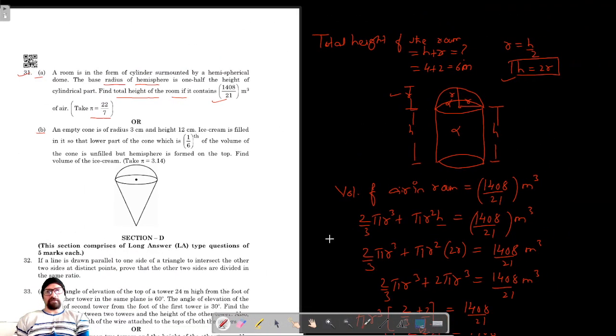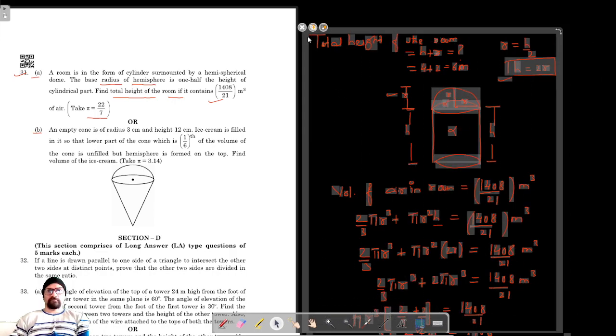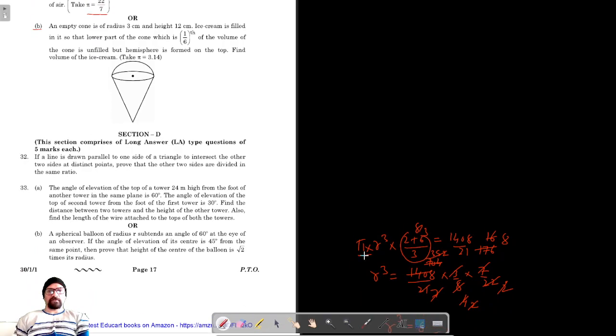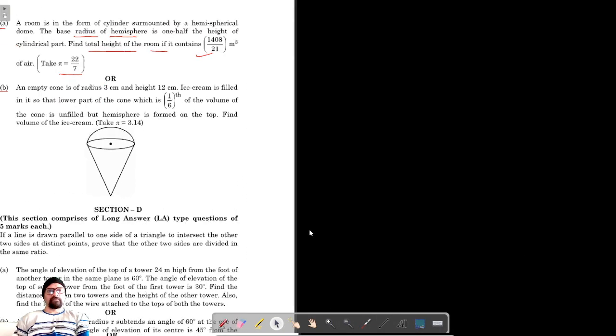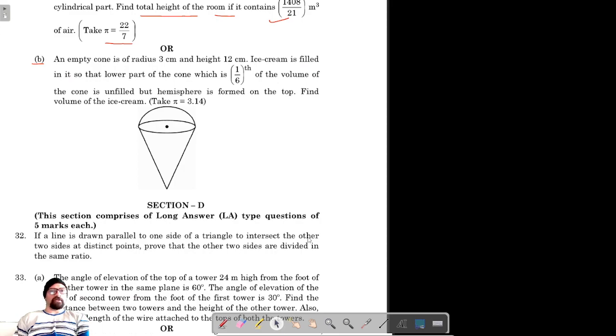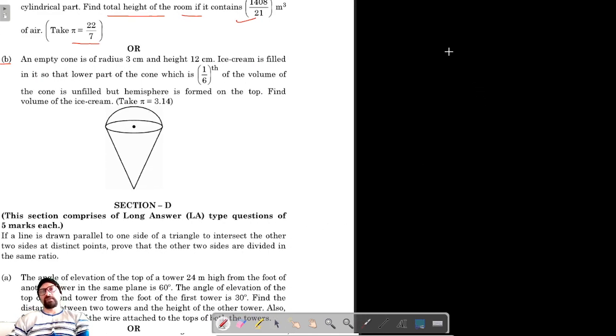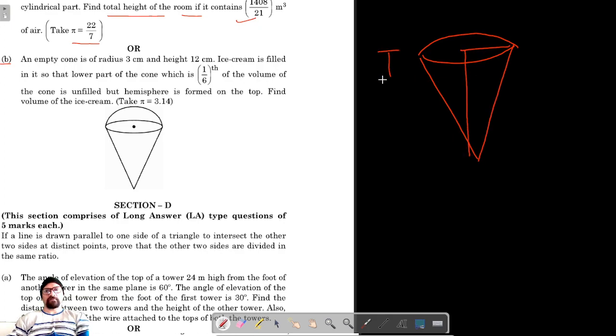And for this, let me erase this. And let's try to understand what is given in the part B. So part B says that there is an empty cone which is of radius 3 centimeter and height 12 centimeter. So empty cone is of height 12 centimeter. So the height is 12 centimeter and the radius is 3 centimeter.